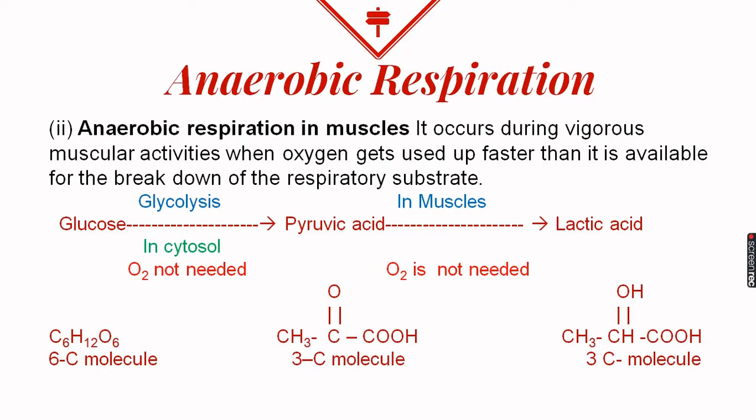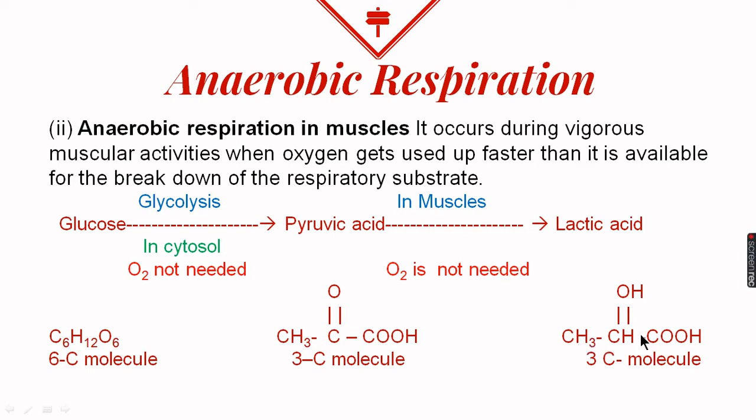Anaerobic respiration also occurs inside the muscle cells when the body is doing some vigorous physical activity or muscular activity. Now in this case, the oxygen that we are inhaling is insufficient to cater to the high energy demands at that particular time. So as a result, different products are formed in this type of respiration. Now the first process, glycolysis, is the same and pyruvic acid is produced, but in the second step, which occurs inside the muscles, lactic acid is produced. Now we can see the formula of lactic acid. It also contains 3 carbon atoms.